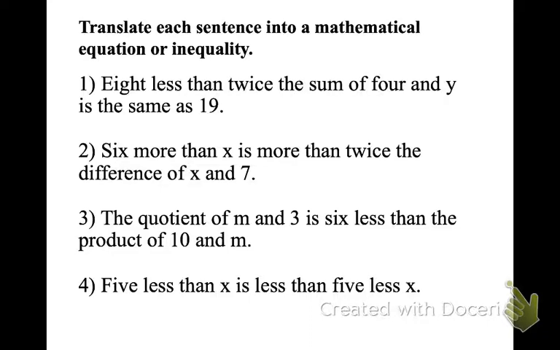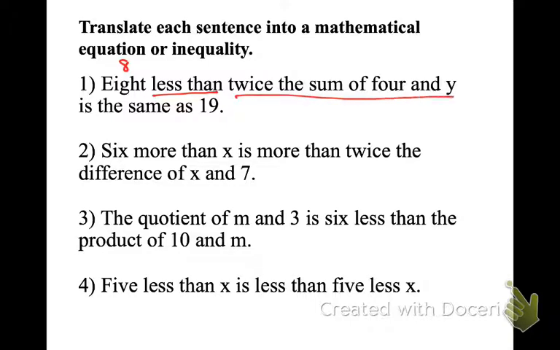All right, they're getting more complicated. 8 less than twice the sum of 4 and y is the same as 19. Are we ready? You can write the answer. I just want you getting the practice of doing this. If you're at home, you can just write the answer. Notice the first operation we see is what words? Less than. Okay, what comes before it? 8. What comes after it? Twice the sum of 4 and y.